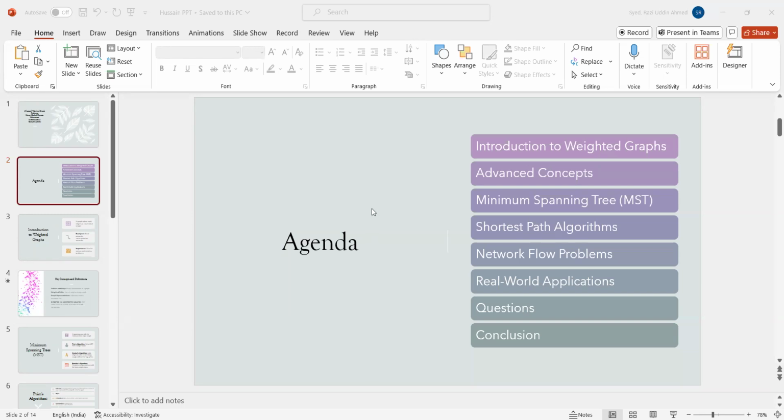So the agenda of this presentation is Introduction to Weighted Graph, Advanced Concepts of Weighted Graph and MST, which is basically Minimum Spanning Tree, the shortest path algorithm, network flow problems, real-world applications, questions, and conclusions. So we'll start with Introduction to Weighted Graphs.